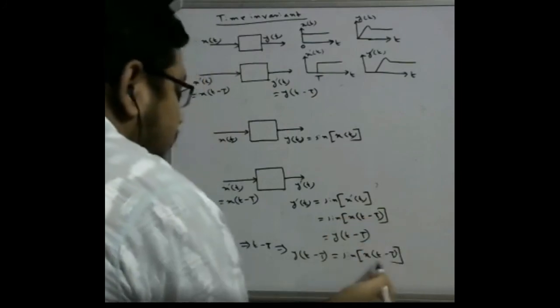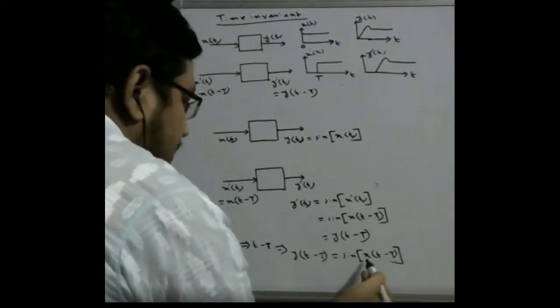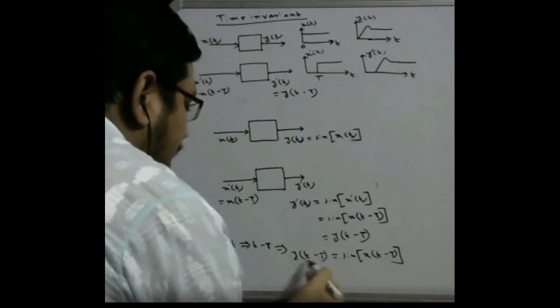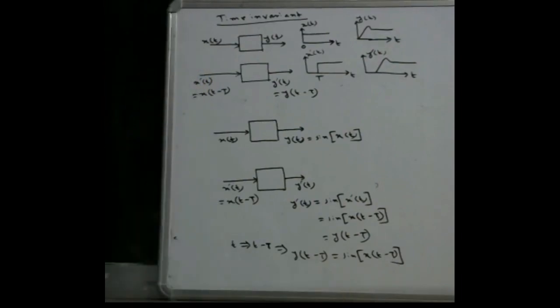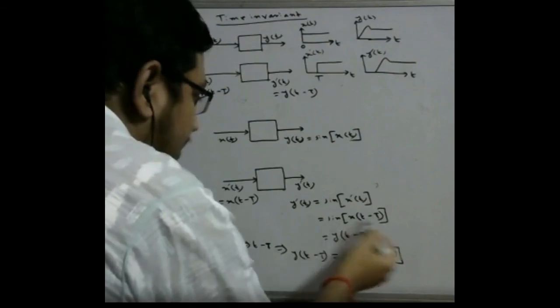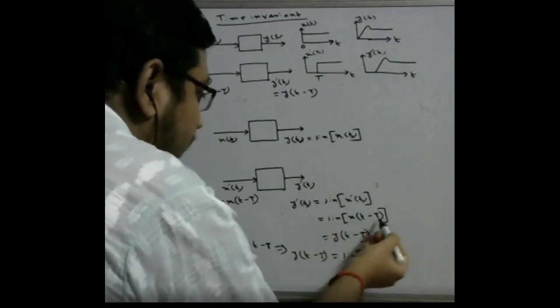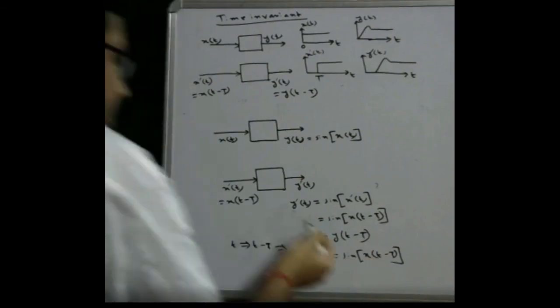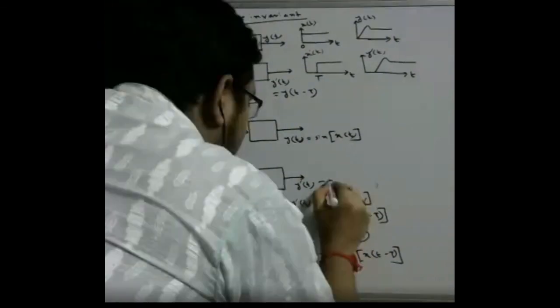So that's why we can say sine of x(t − T) is equal to y(t − T). That's why the time invariant property is satisfied in this case. That's why this system is a time invariant system.